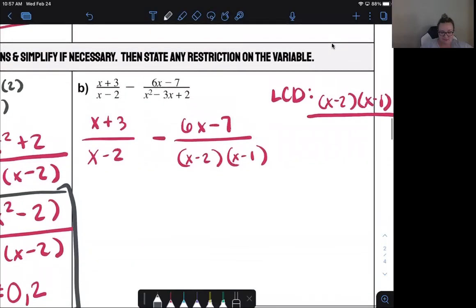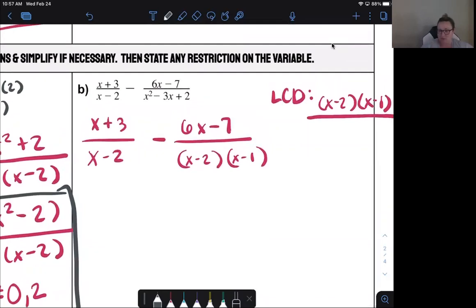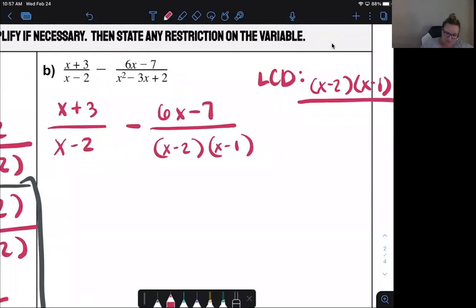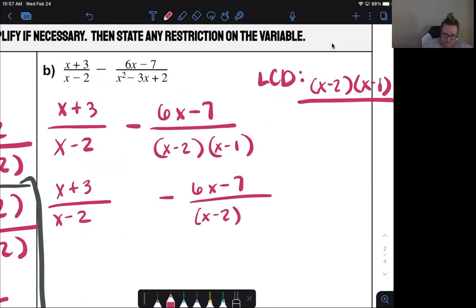All right, so I factored that denominator to x minus 2 times x minus 1. My least common denominator then would be x minus 2 times x minus 1. Okay, so now we're going to multiply each one by what it's missing. So x plus 3 over x minus 2, and then minus 6x minus 7 over x minus 2 times x minus 1. So this first fraction is missing the x minus 1 component, so we're going to need to multiply it by that. The second fraction isn't missing anything in the denominator, so we're done with it.